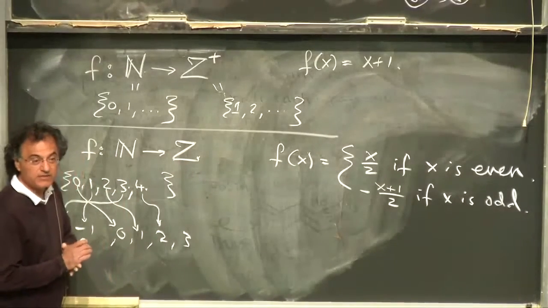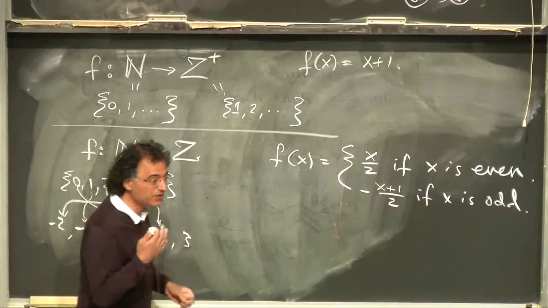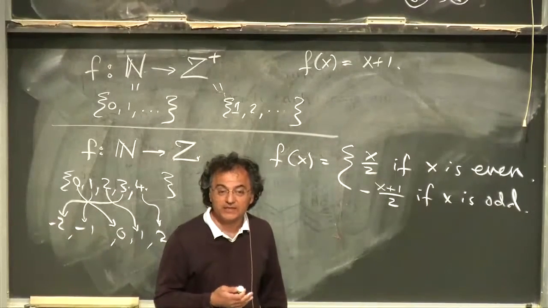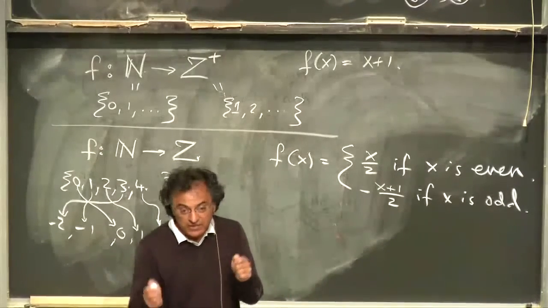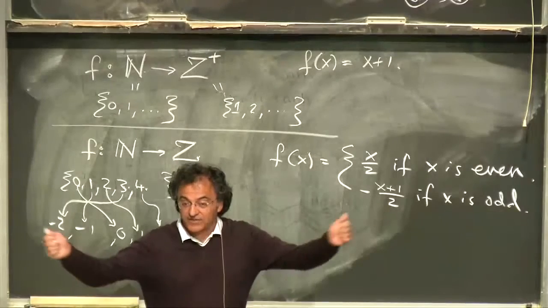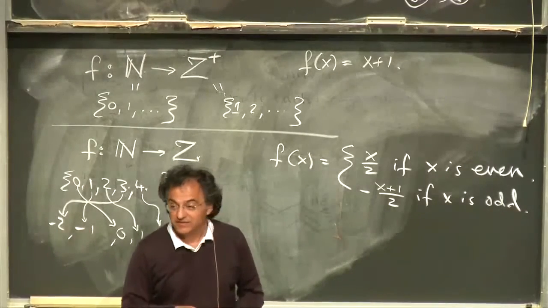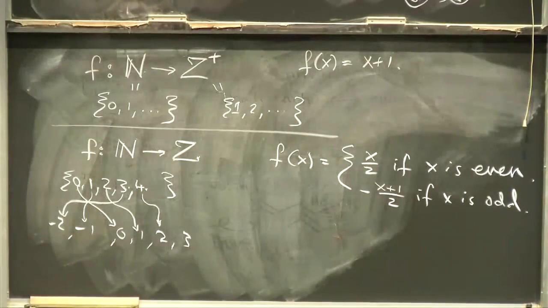Okay? So now you can think, well, what do we have to do to get a larger set? Okay, so we tried adding one element, we tried going infinite in both directions. Here's something we can do. We can move on to the rational numbers.